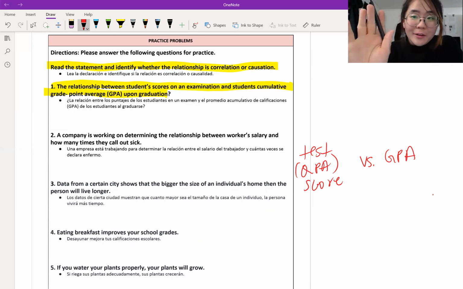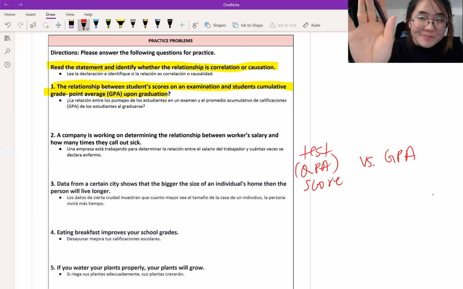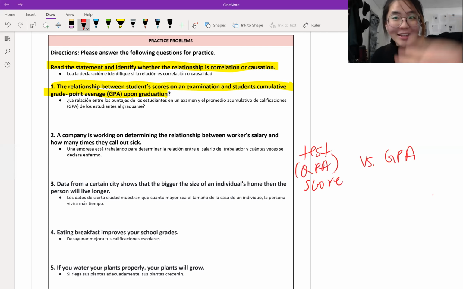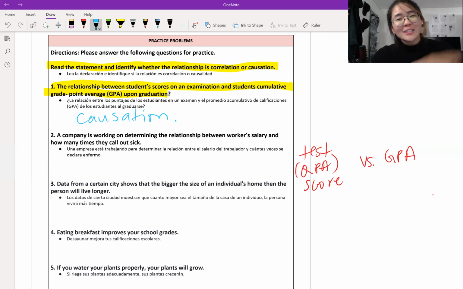Now, pause the video. I want you to write down your own answer, and once you're done, click back, okay? So we're going to pause for a second, and you're going to write down your answer. So welcome back. I'm hoping that you guys had paused the video and wrote down your answer. The correct answer to this is actually causation. And if you guys did get this correct answer, make sure you pat yourself on the back. You guys did a great job.